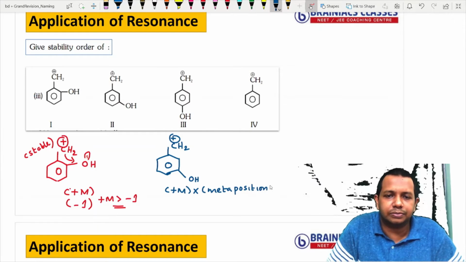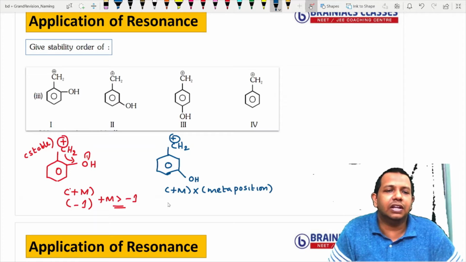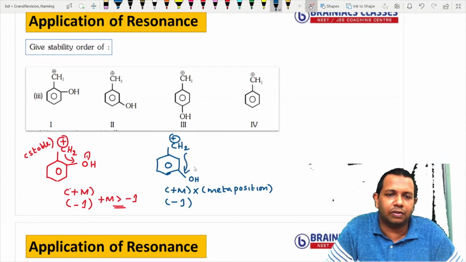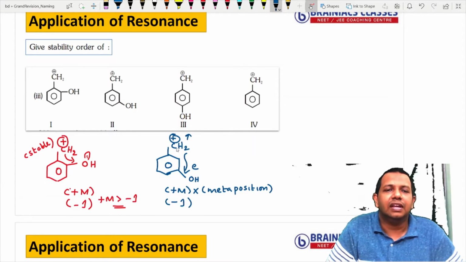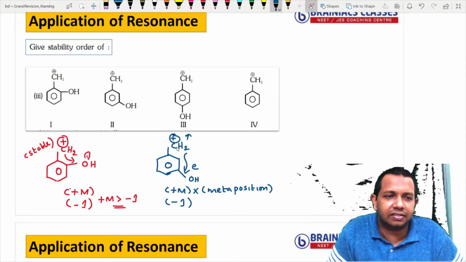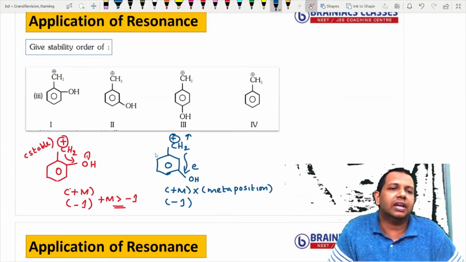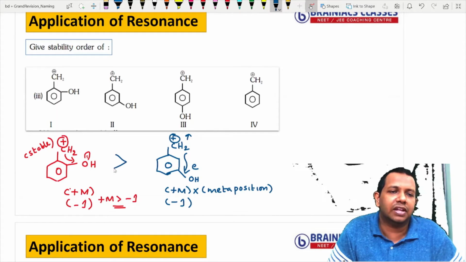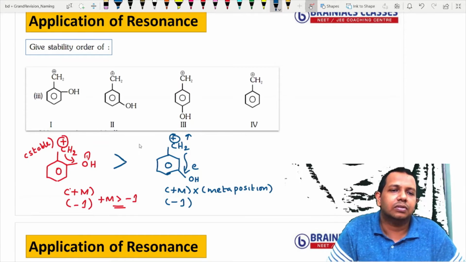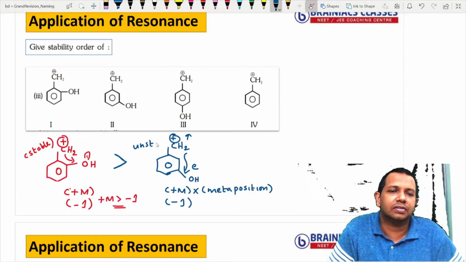Meta position, correct? Then what effect is applicable here? Only the minus I effect is present. So due to the minus I effect, electrons will move in this direction. So the positive charge present over here increases, that is, charge density increases, and it becomes unstable. So I can say the first species is more stable than the second one. So this is an unstable species.